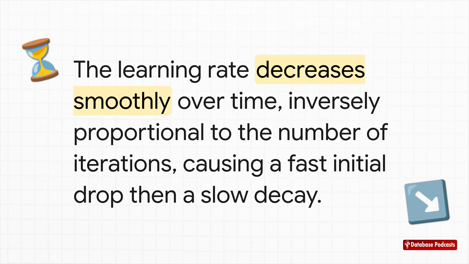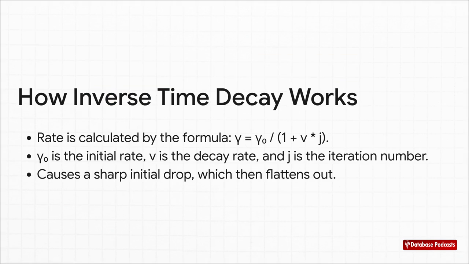Next up is inverse time decay. Now, this approach is a lot gentler. Instead of these sudden drops, the learning rate goes down smoothly with every single iteration. So you're slowing the model down gradually as it gets deeper and deeper into the training. You can see it in the formula here.